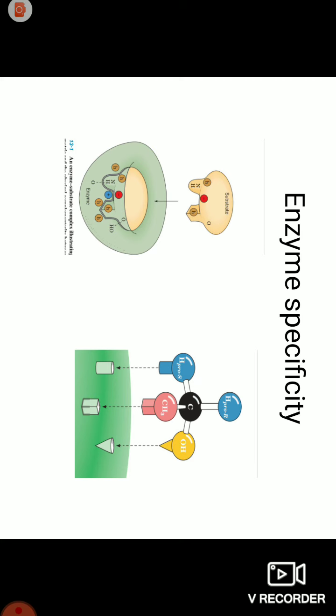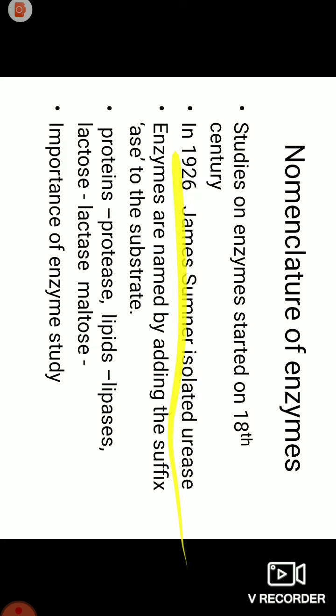So this is how enzymes show specificity. This is a simplified model. The enzyme specificity is more complex. If you want to read more about it, just go to the Voet book, where it is beautifully represented.